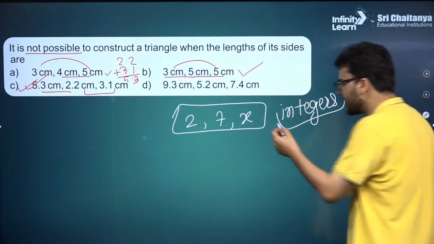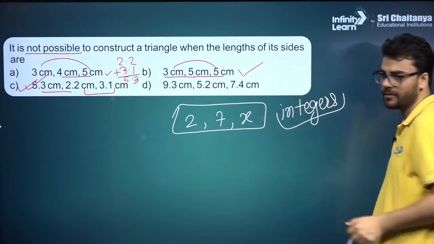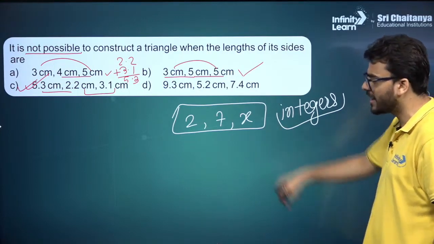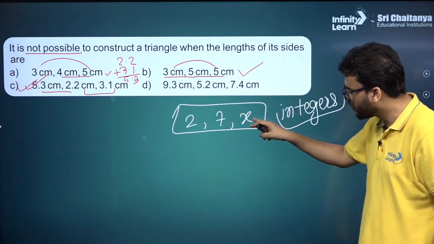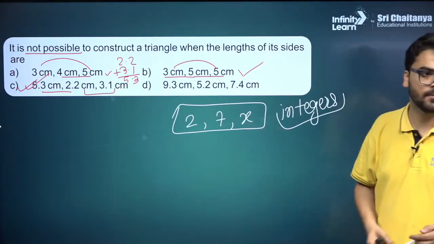So if these are the lengths of the sides of a triangle and all of them are integer values, what is the minimum length of the third side and what is the maximum length of the third side? Tell me.